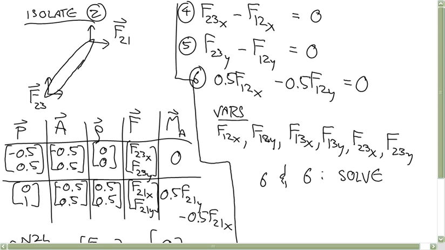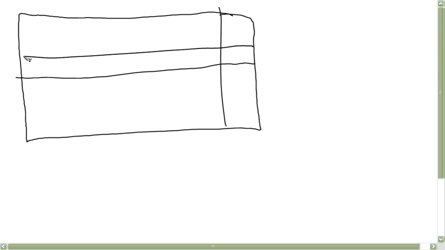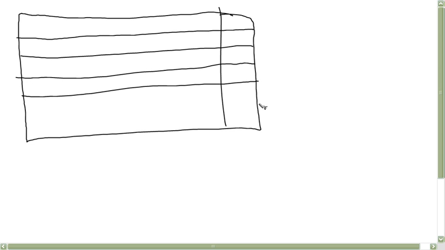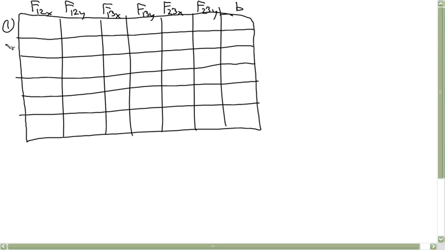So let's put the matrix in this order. 1, 2, 1, 3, 2, 3. One, two, three, four, five, six, and the B. So this column is the F12x, F12y, F13x, F13y, F23x, F23y. And this is equation 1, 2, 3, 4, 5, 6.